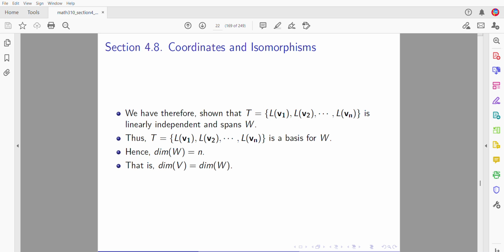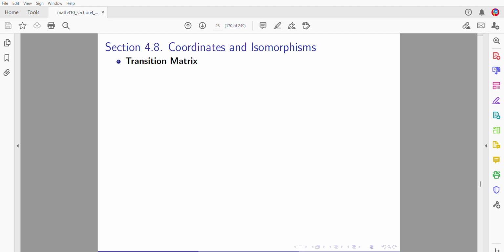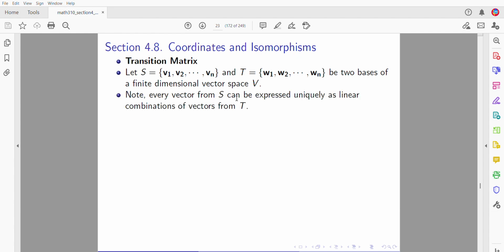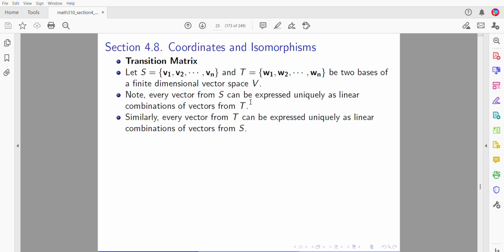Welcome back. Transition matrix. Suppose S equals {v1 through vn} and T equals {w1 through wn} are two bases. Notice, two bases of a finite dimensional vector space should have the same number of vectors. Every vector from S can be expressed uniquely as a linear combination of vectors from T. Likewise, every vector from T can be expressed uniquely as a linear combination of vectors from S.